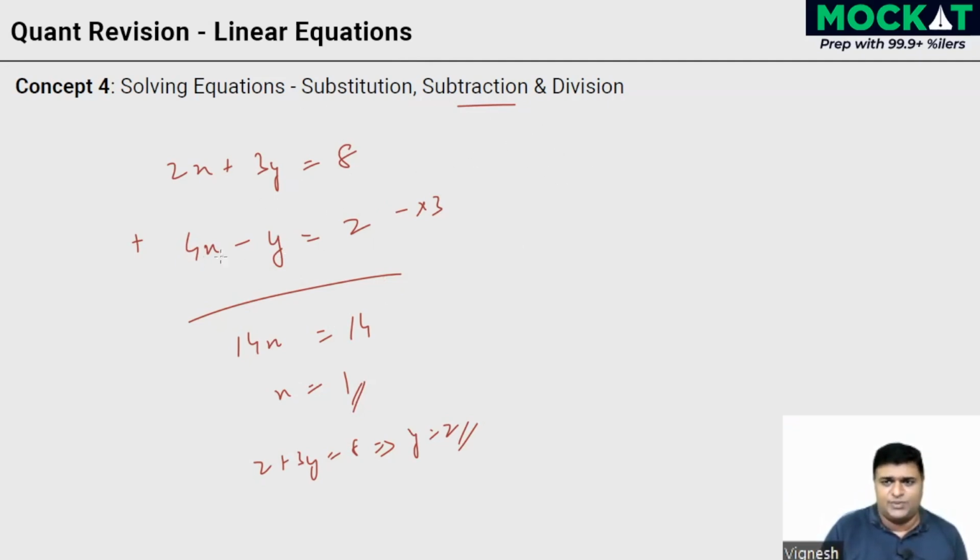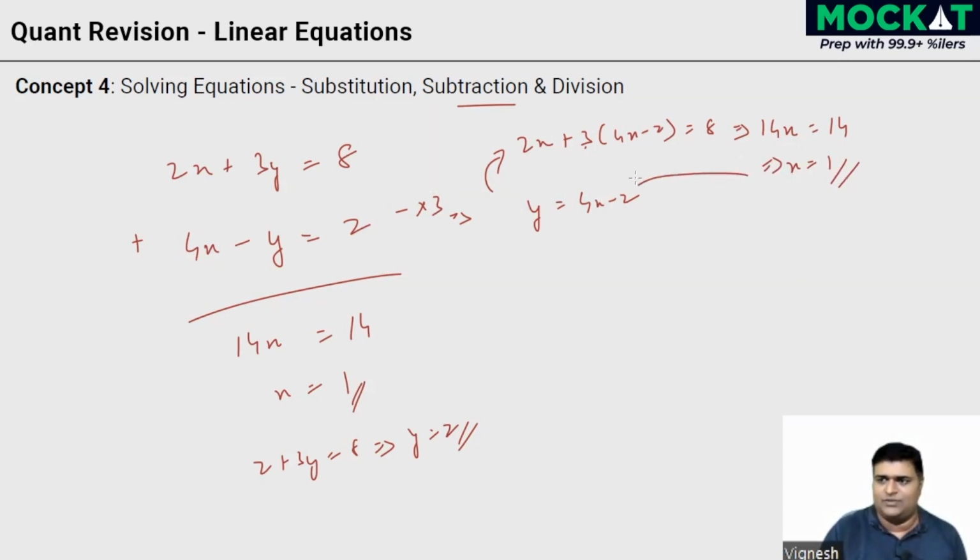Right, so substitution is where we take one of them, let's say the same one. If 4x minus y equals 2, then y equals 4x minus 2. And this I'm going to substitute into the first equation over here. So which is 2x plus 3 into 4x minus 2 equals 8. And so 2x plus 12x is 14x. Minus 6 over here, you take it to that side, becomes a plus 6. 8 plus 6 is 14. Skipping some steps over here, you get x equals 1.